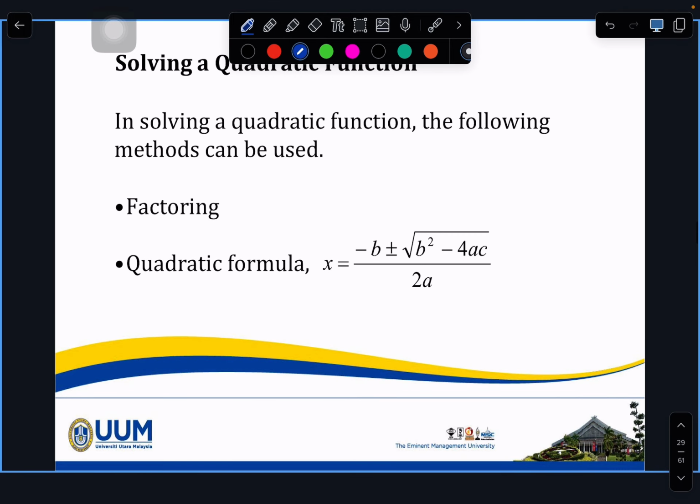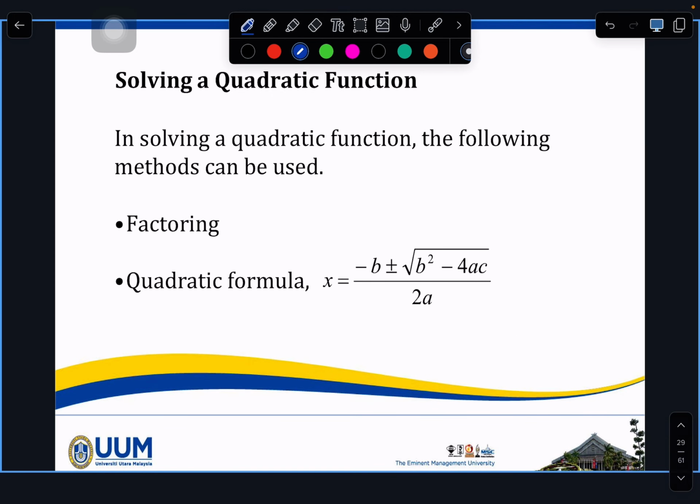All right. Just now we formed a quadratic function from 3 given points. So now we want to solve a quadratic function. What is solve, guys? Selesaikan. Okay, what is selesaikan? Get the value of x. So x equals to something. How many methods do we have?